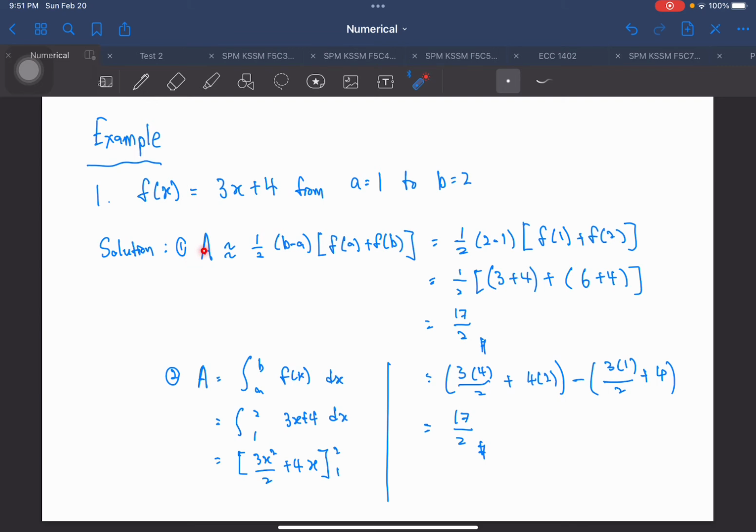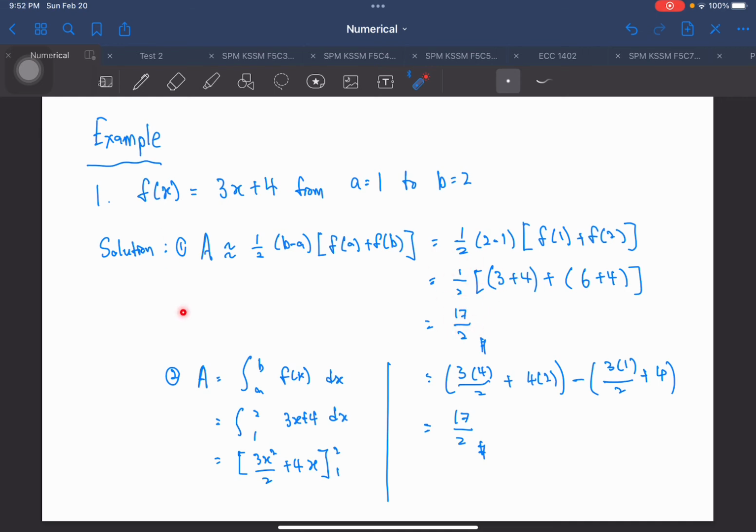So we just plug into the trapezoidal area formula and plug in the values. Here, for f(1) and f(2), you just plug 1 and 2 into f(x). So here 3 times 1 is 3, plus 4, and 3 times 2 is 6, plus 4. Okay, so you got 17 over 2.